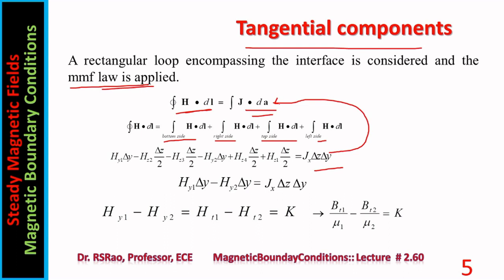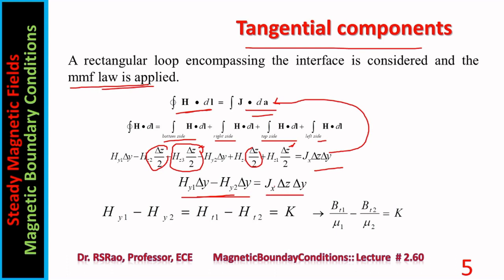As you move the longer sides near to each other, shortening the shorter sides, delta z becomes 0. The terms with delta z become 0, these components become 0. Ultimately you are left with this: on the left side, Hy1 delta y minus Hy2 delta y, and on this side you have Jx delta z delta y.